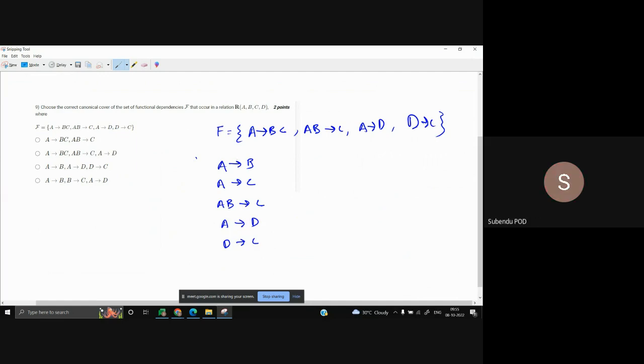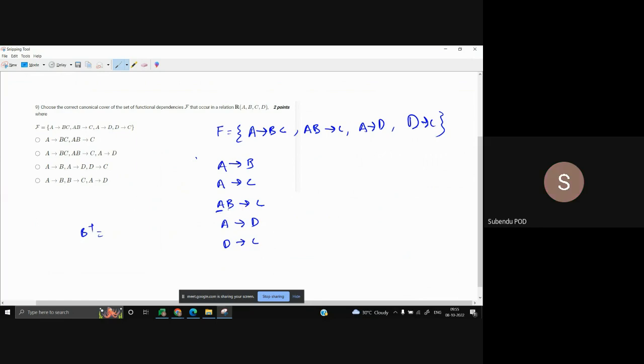Let us find whether A is an extraneous attribute or not. How to find it? Find the closure of AB minus A, that is, B closure. What will we get for B closure? Nothing. So we can say A is not an extraneous attribute.